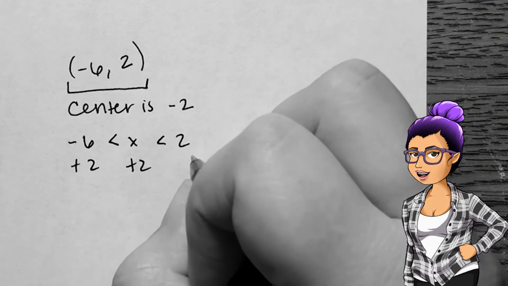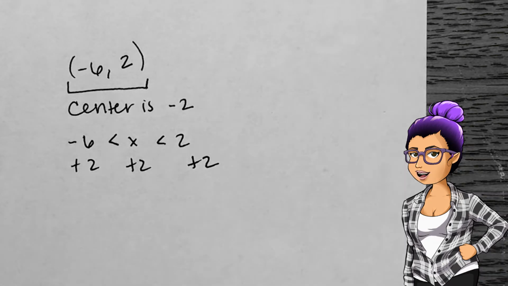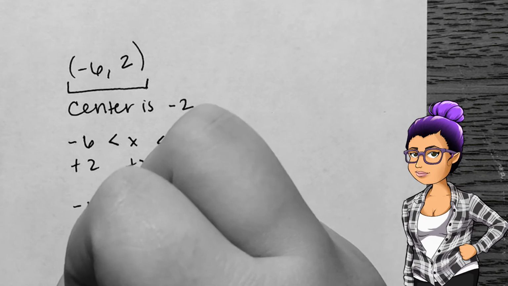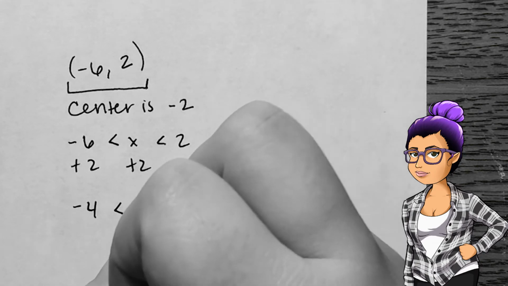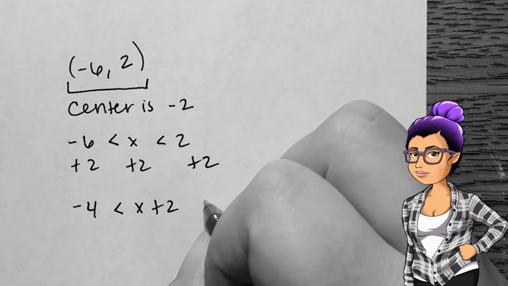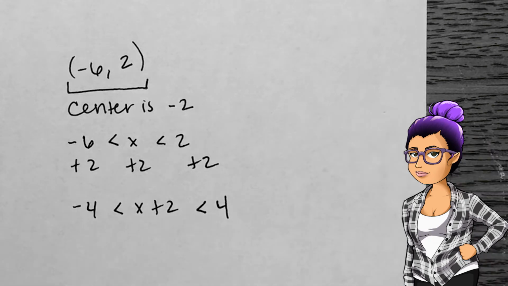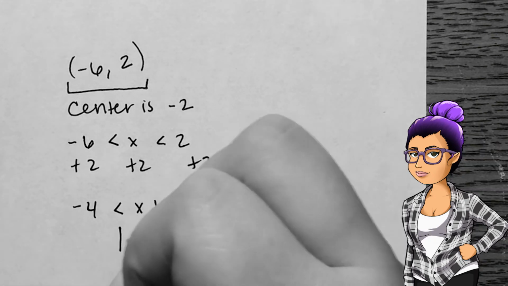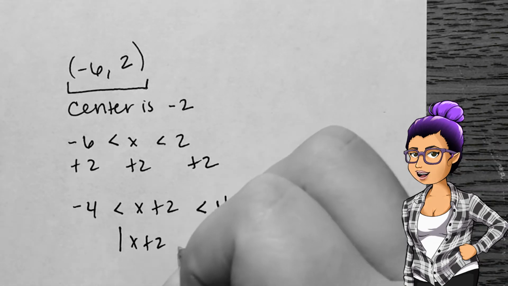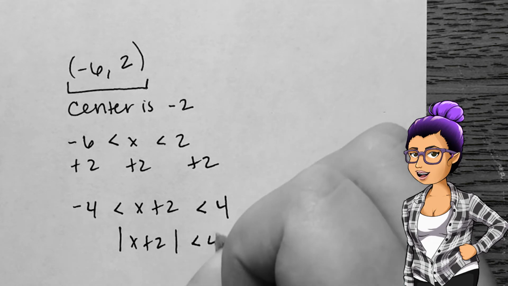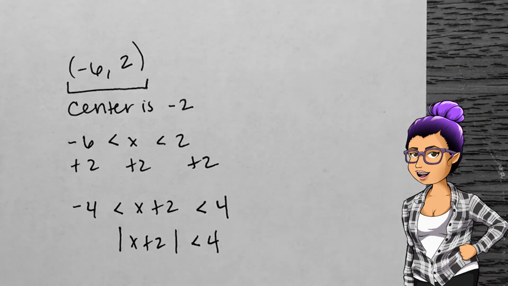Since the midpoint is -2, we'll add 2 to each piece of our inequality. When we do this, we should see the endpoints of the inequality change to become the distance in either direction between the endpoint and the center. In this case, the distance is 4, so it stretches this far in either direction. Now we'll convert this into an absolute value inequality. Absolute value of x plus 2 is less than 4.